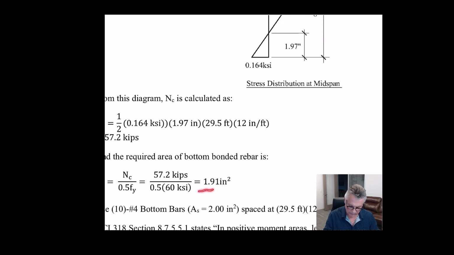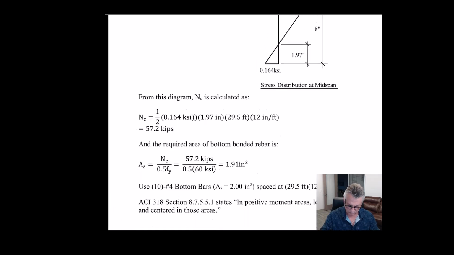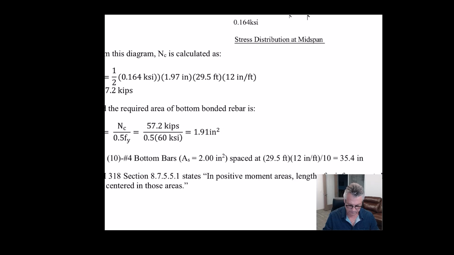So we come up with needing in the long span in the bottom 1.9 square inches of rebar. 10 number 4 bars provides 2 square inches of rebar. Let's do that. In this case, that results in a spacing of 35.4 inches. So we'd use number 4s at 30, and that would satisfy that. The computer program, PT data, would do this calculation, but we've told it that we have 4s at 30, so it wouldn't add any more to that.